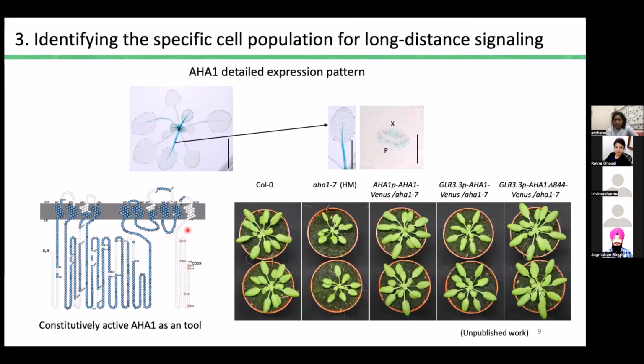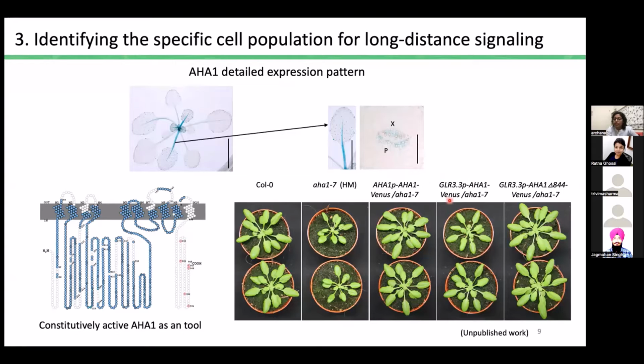Here is an example, I will just show a phenotype briefly. When the AHA1 gene is absent in this Arabidopsis plant, you see that the plants are smaller. And when we complement this gene with its own promoter, which expresses in the xylem and phloem, they look similar to the wild type Columbia 0 plants.